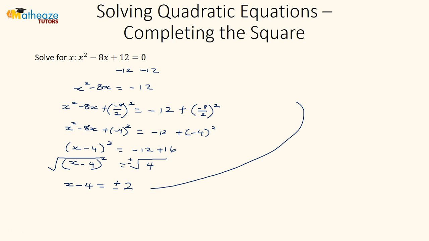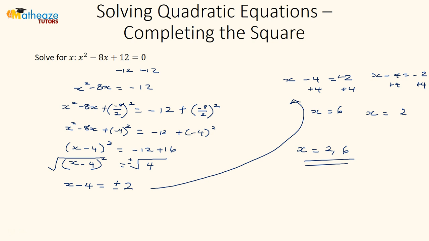So let's bring this up here. So we have x - 4 equal to plus 2. We also have x - 4 equal to negative 2. So we add 4 to both sides. So in this case, x is equal to 6. And we add 4 to both sides here. In this case, x is equal to 2. So we have x equal to 2 and 6.